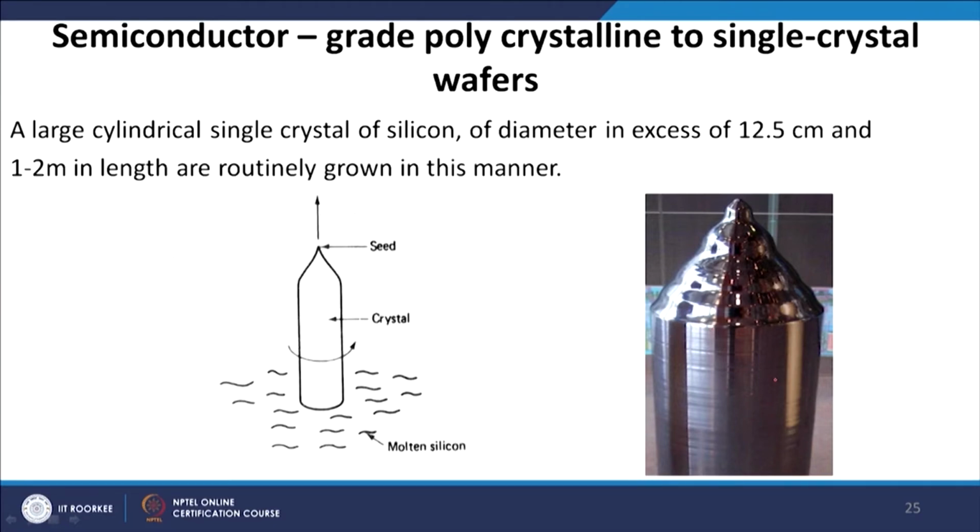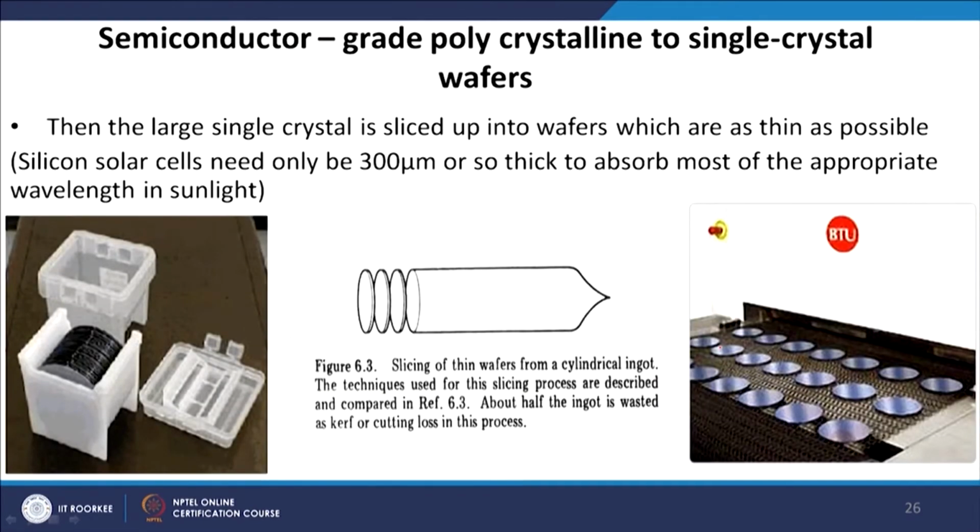To make it useful, we need to cut it. We need to cut it with a diamond saw and make pieces of silicon wafer from it. How can we do that? The large single crystal is sliced up into wafers which are as thin as possible. Silicon solar cells need only 300 micrometer thickness to absorb most of the appropriate wavelength in the sunlight. So, if the thickness is 300 micron, we need to cut the wafer in that dimension.